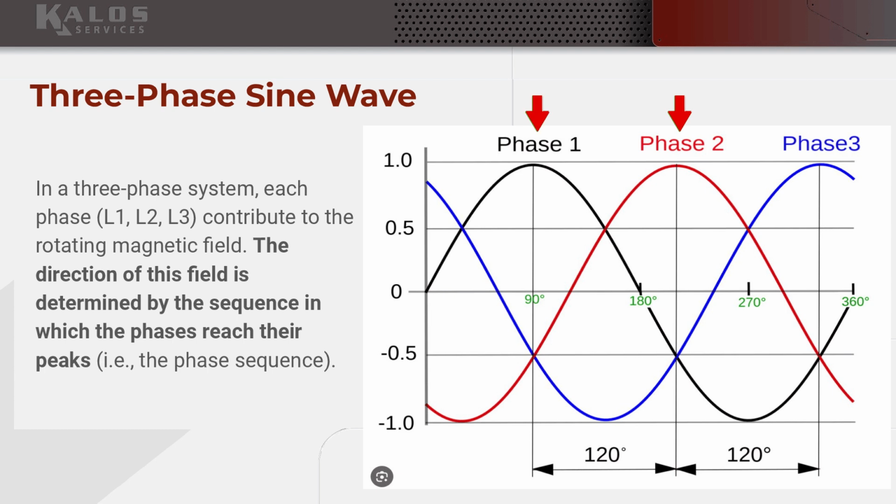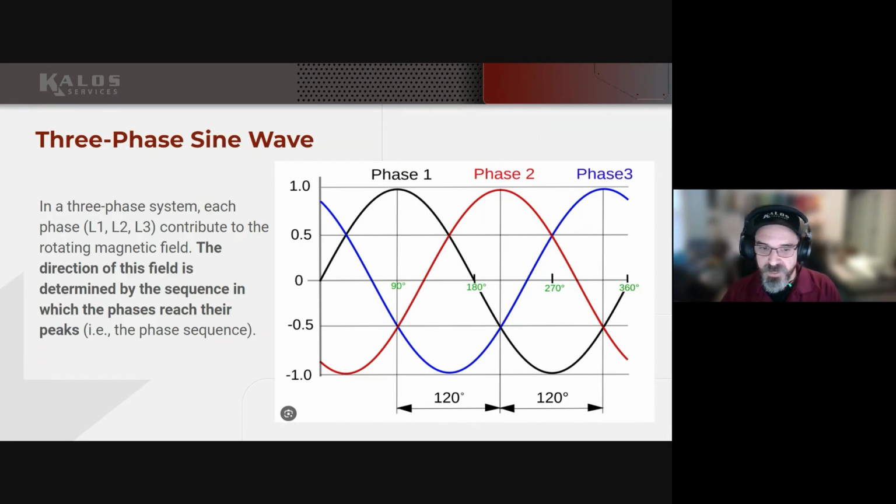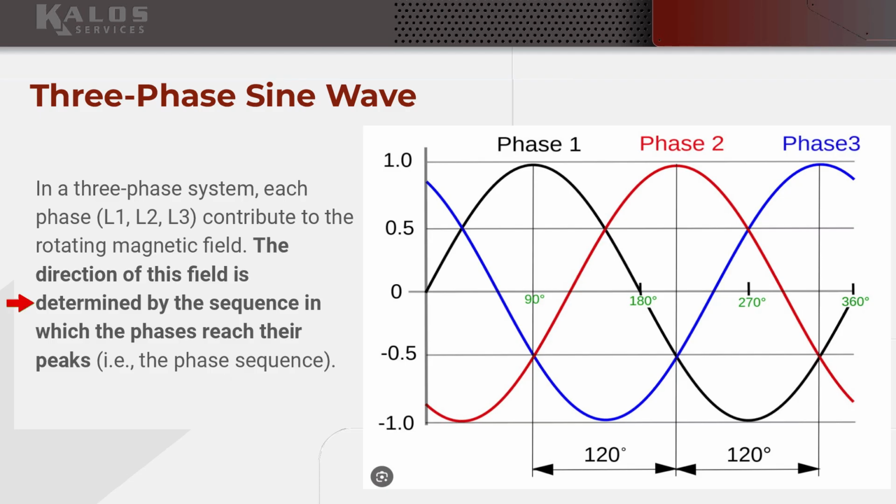Now, phase one, as it decreases, we can see now phase two is at peak, and phase one is where phase two was. And then so on and so forth. Phase three does the same thing, and then that pattern just repeats and repeats 60 times a second. So when we're talking about hooking up motors, the direction of the motor is determined by the sequence in which those phases reach their peaks as to how we have wired that motor.